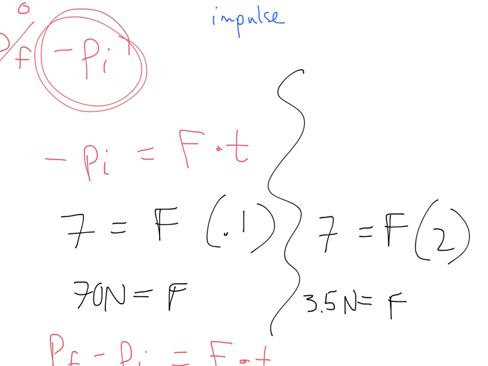Again, the mass of an object is 5 kilograms. It starts with a velocity of 7 meters per second. After a collision, its velocity is now negative 4 meters per second. Determine the impulse felt by that object.